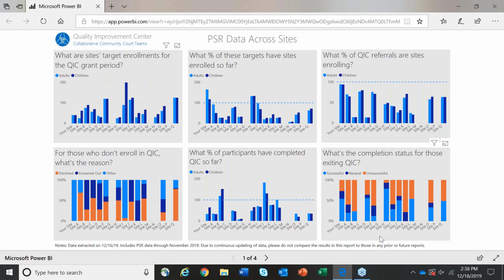for this particular graphic. And then one thing just to remember here is that you can put your cursor over the bar and get the counts. So this is a percentage, but you can see that 28 people, 54% of the folks for this site who have exited, did so successfully. So that is it for this sheet, and we can go to the next one.